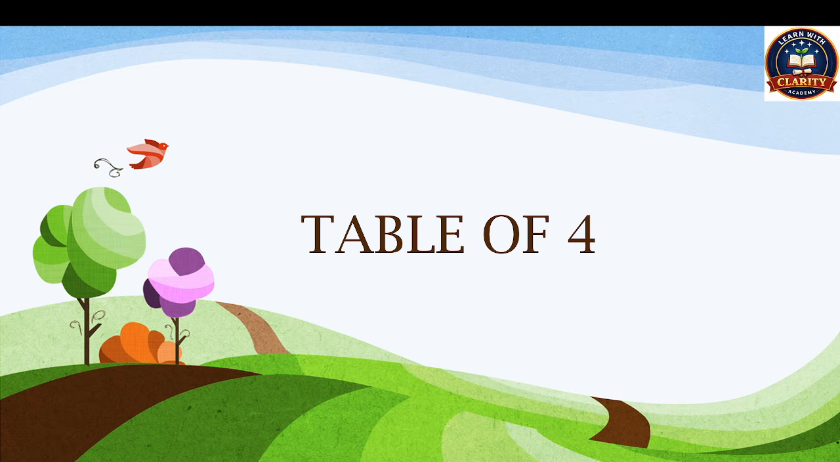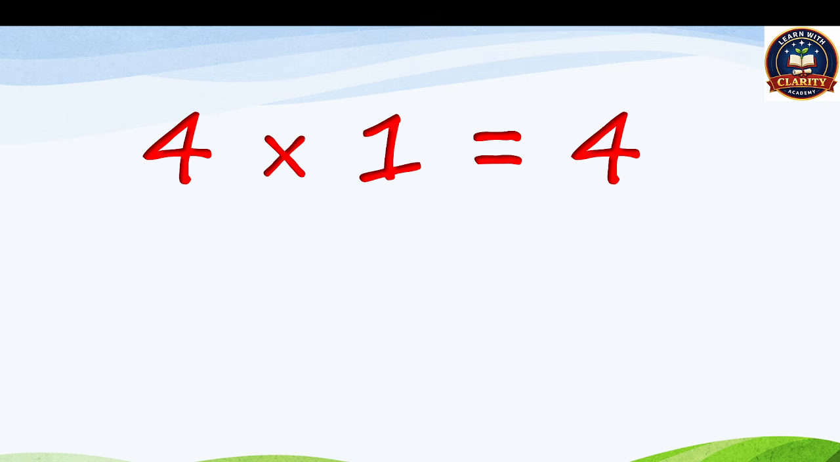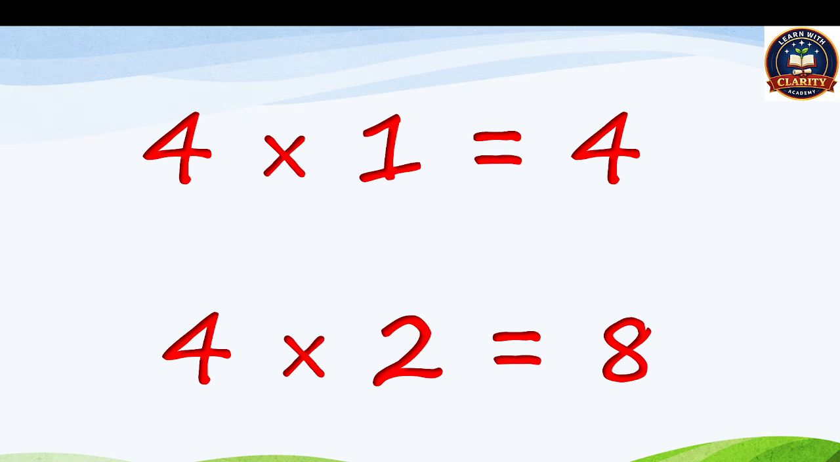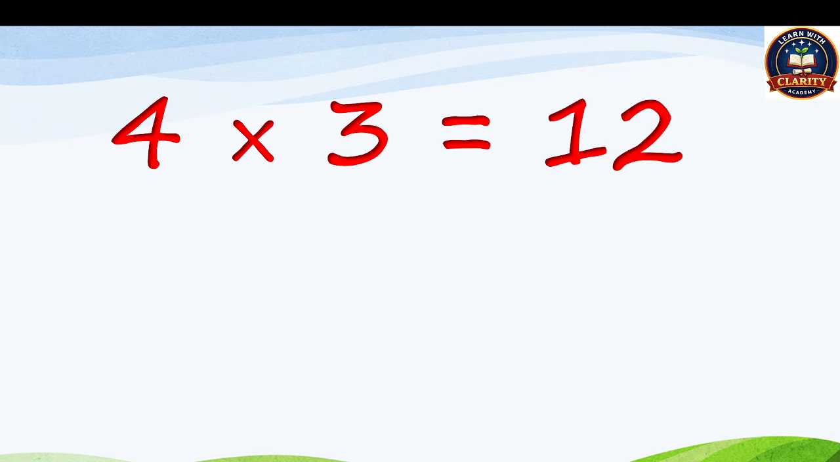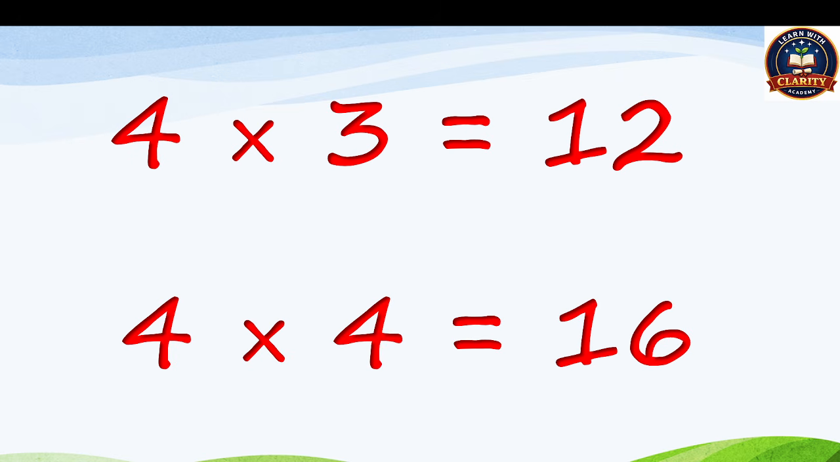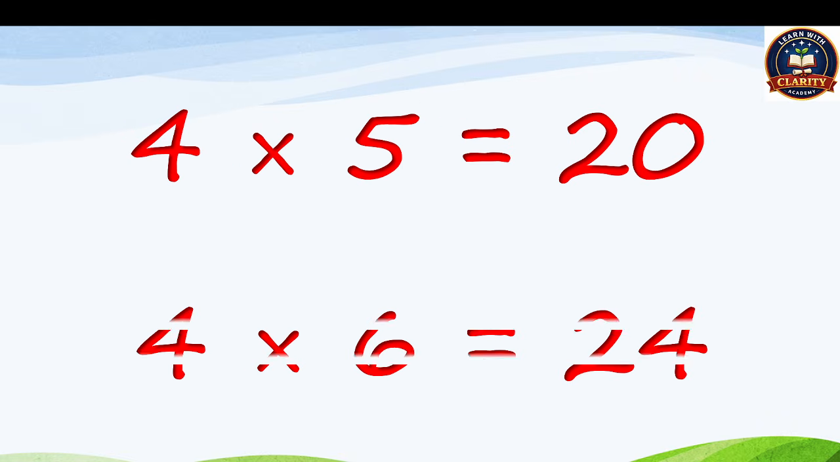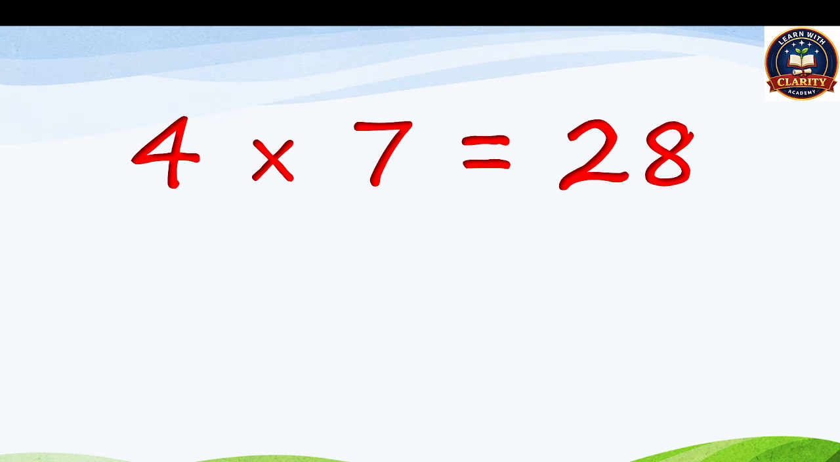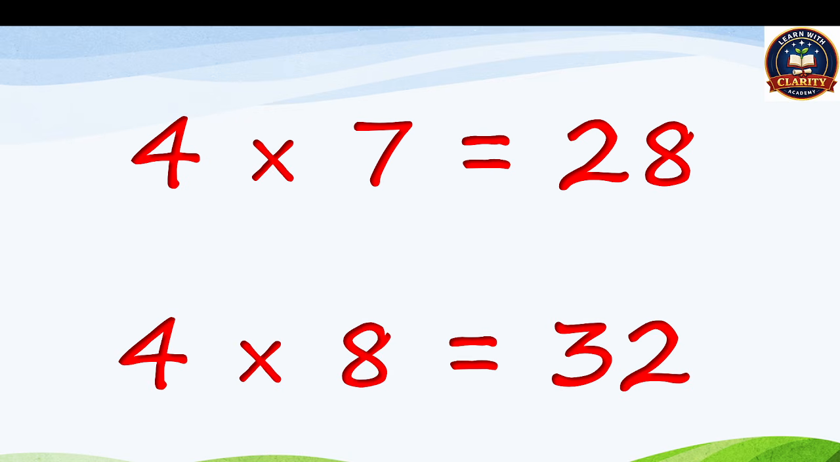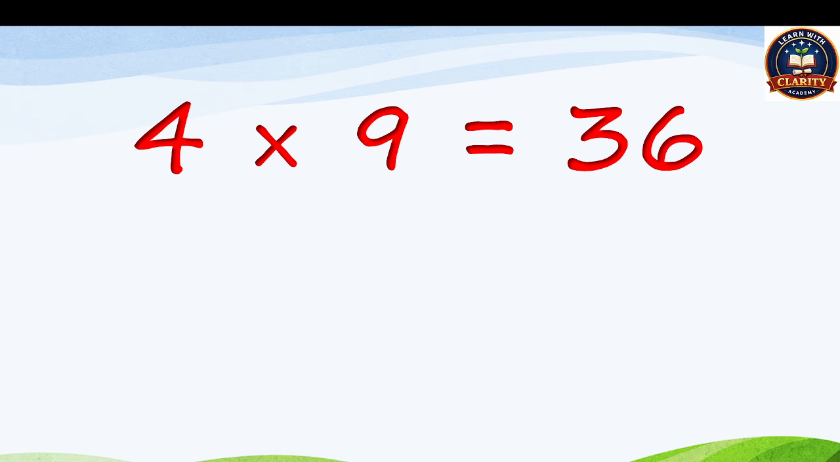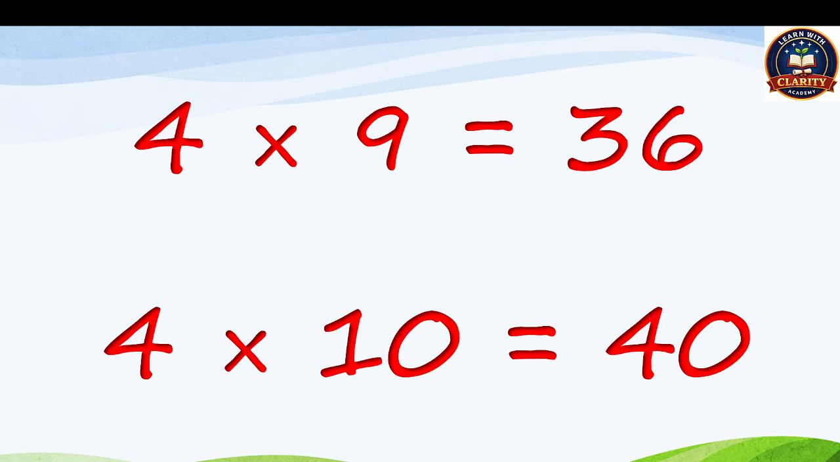In today's class, we are going to learn table of four. Let's start. Four ones are four, four twos are eight, four threes are 12, four fours are 16, four fives are 20, four sixes are 24, four sevens are 28, four eights are 32, four nines are 36, four tens are 40.